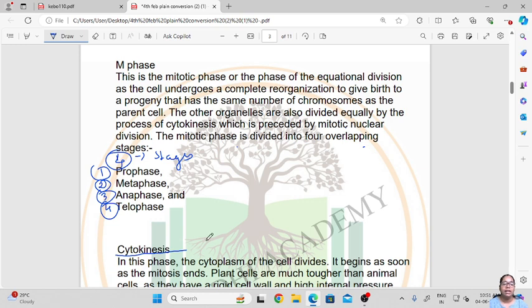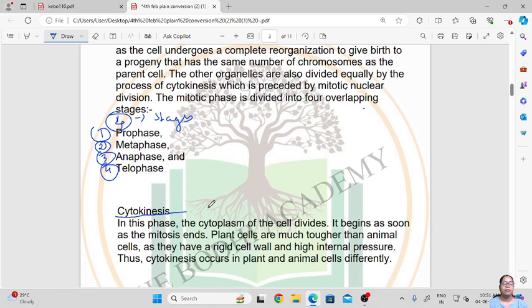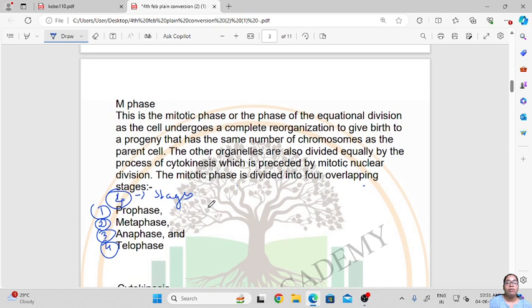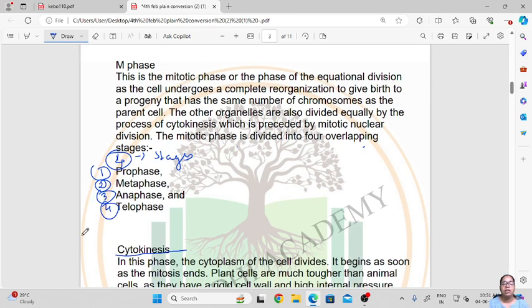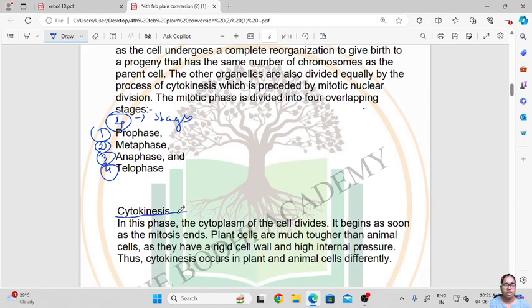So that time the cytokinesis will take place. So this is about the first phase of the cell cycle, that is M phase. Now let us see the second phase of the cell cycle, that is the interphase. The M phase, we will learn all these phases in detail in our next class.